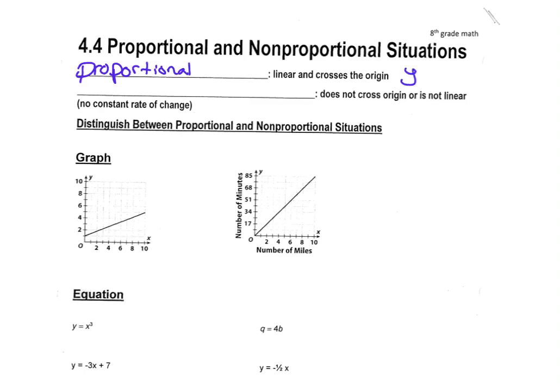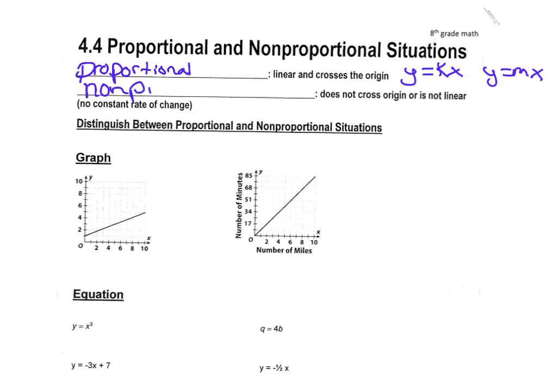It's in the form y equals kx. Or you could say y equals mx, either one. It does not have a y-intercept. It does not have a b value. Okay? Does not cross the origin or is not linear. Non-proportional. That one is non-proportional.